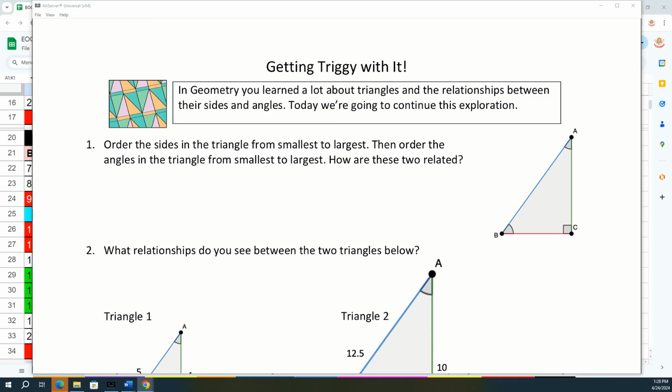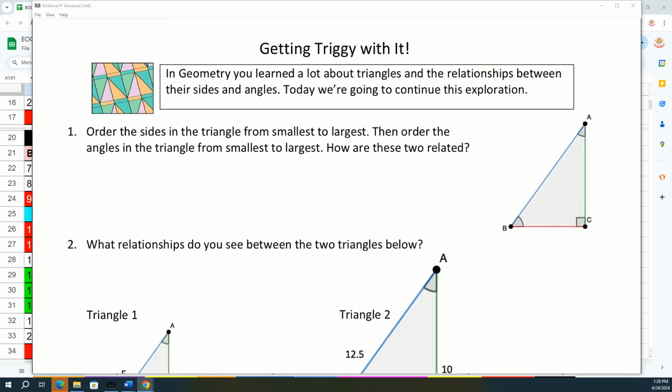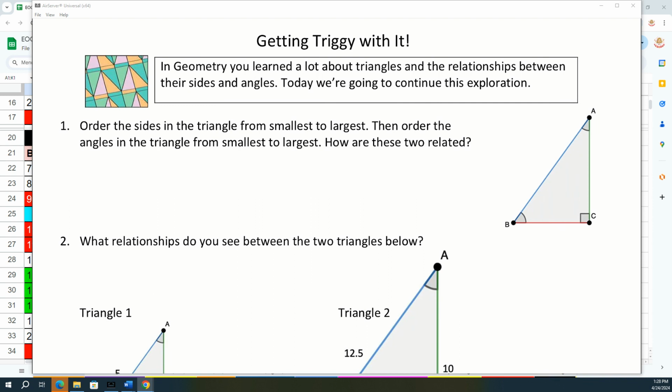Okay, so in geometry, you learn a lot about triangles and the relationships between their sides and angles. And some of the stuff we do today, you probably already learned in geometry, but it's been a couple years and you may or may not remember. I know a ton of you are seniors and you're done taking the ACT, but there's a whole lot of juniors in here as well.